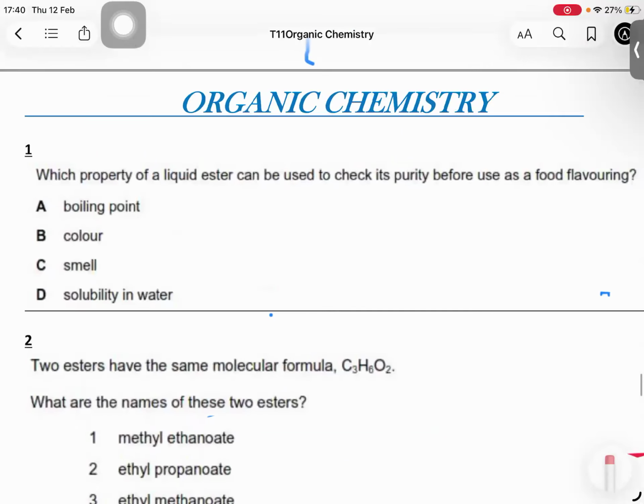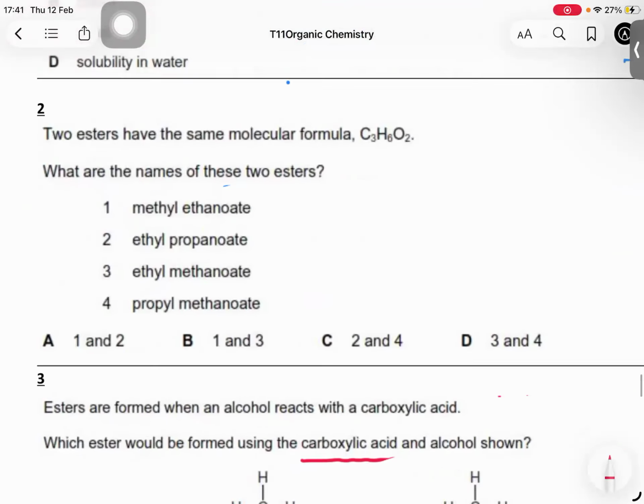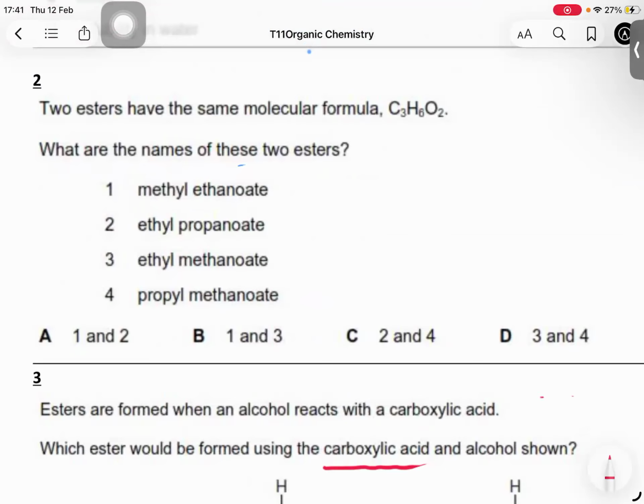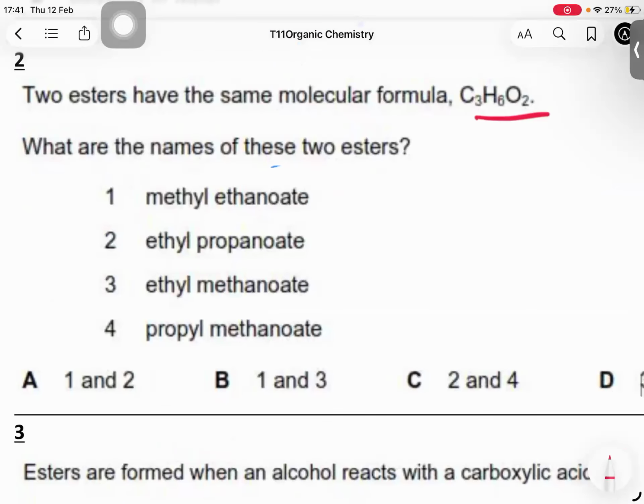Which property of the liquid ester can be used to check its purity? For any liquid, the purity check is done by looking at its boiling point. For any solid, the purity is checked by looking at its melting point. Okay, two esters have the same molecular formula, C3H6O2. What are the names of the two esters? This is a bit tricky now.